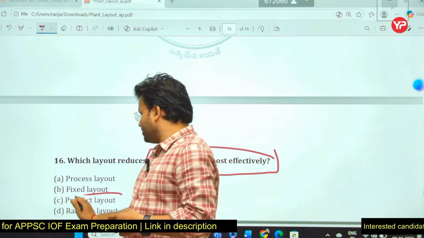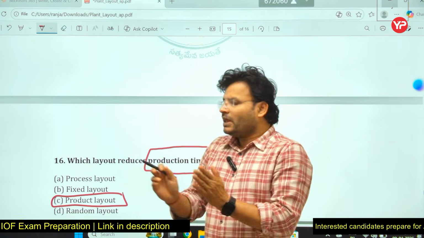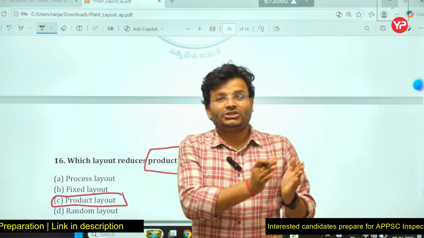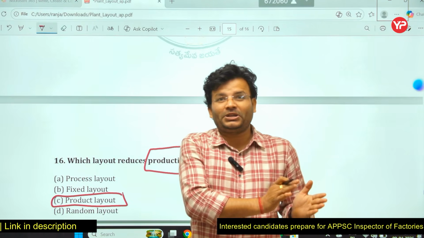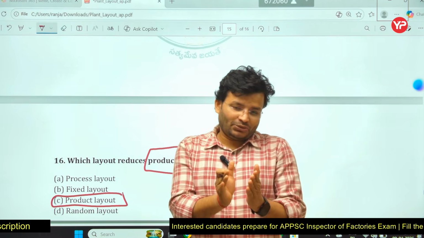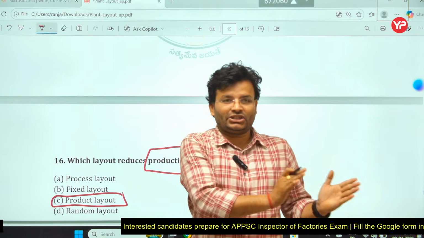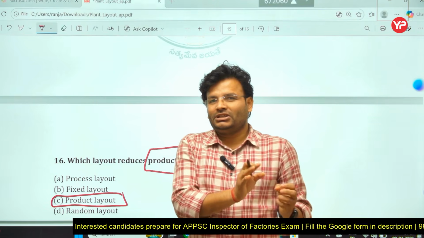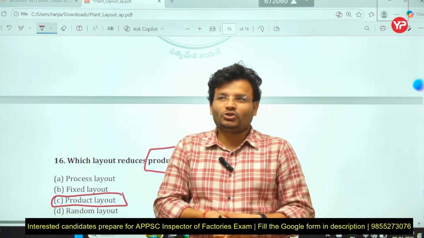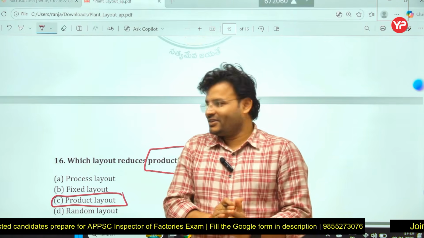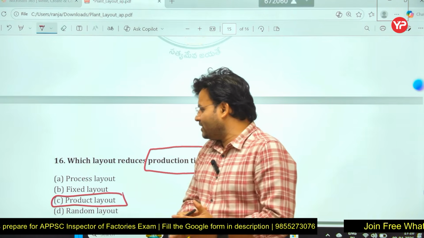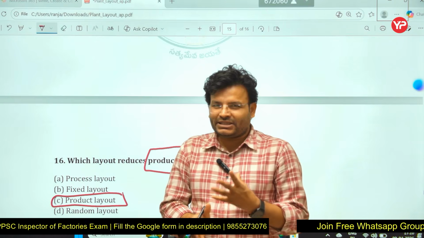Why, sir? Because in the product layout they follow a certain operation line. This thing will be completed, then this, then this, then this. So there is a sequence. There is one fixed SOP, standard operating procedure. So we get one SOP in the product layout, and that makes it more efficient.